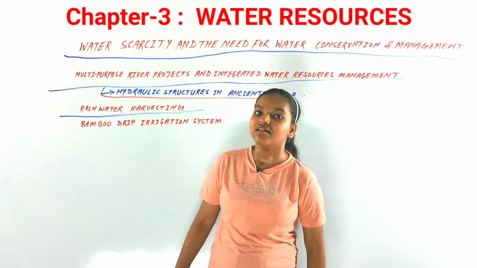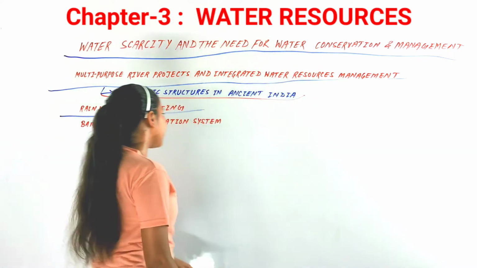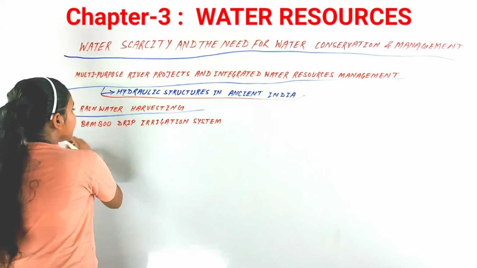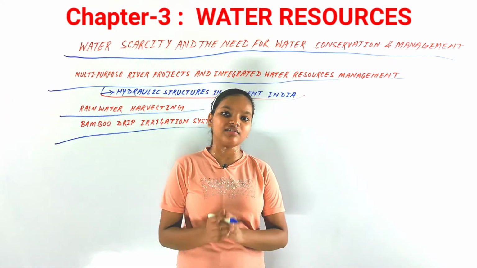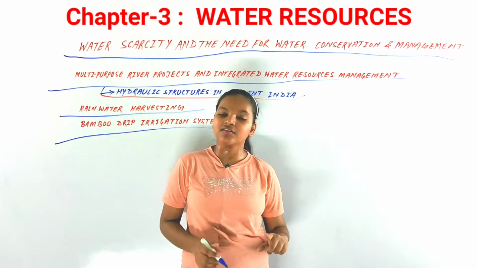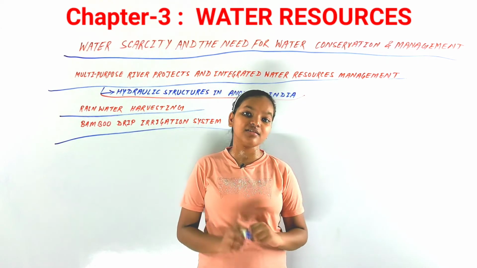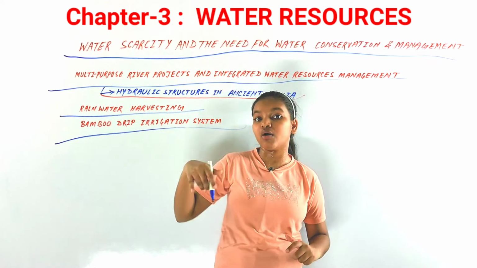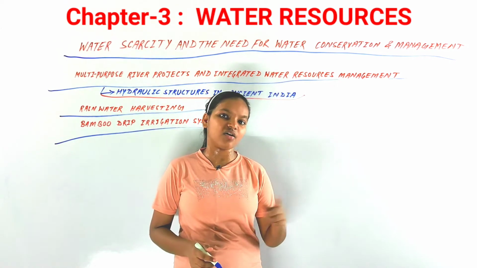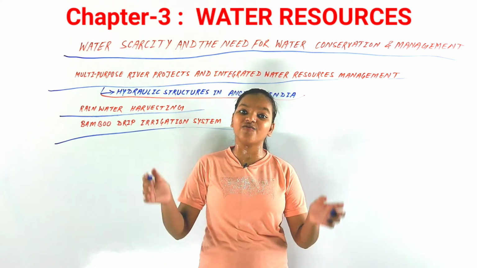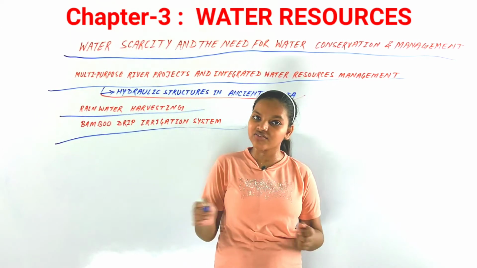Now let's discuss the next and last subtopic of this chapter, that is the bamboo drip irrigation system. This irrigation system is a more than 200-year-old system that is generally used in the Meghalaya region. As all of you know, in the Meghalaya region there are a lot of forests and maybe some rainforest as well.